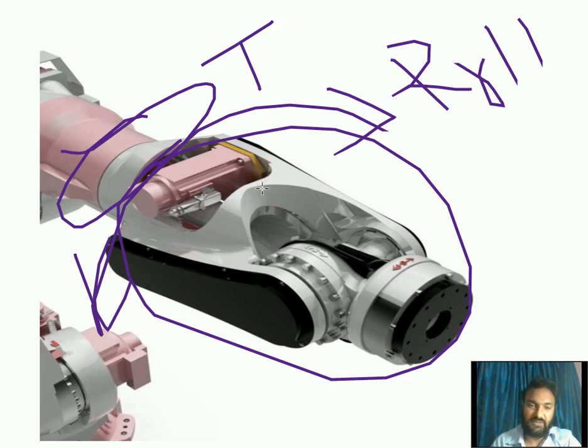Okay, this is the concept of roll, in which this end effector moves like this, side by side.